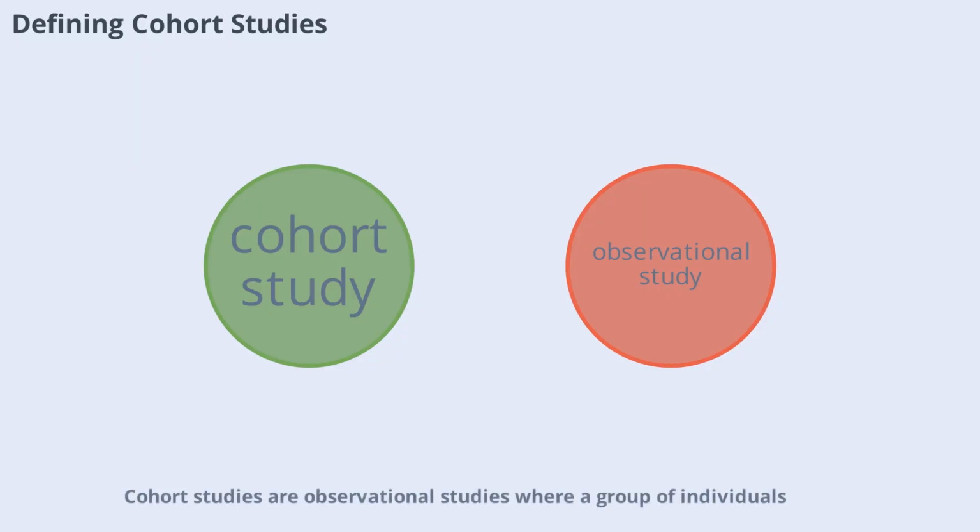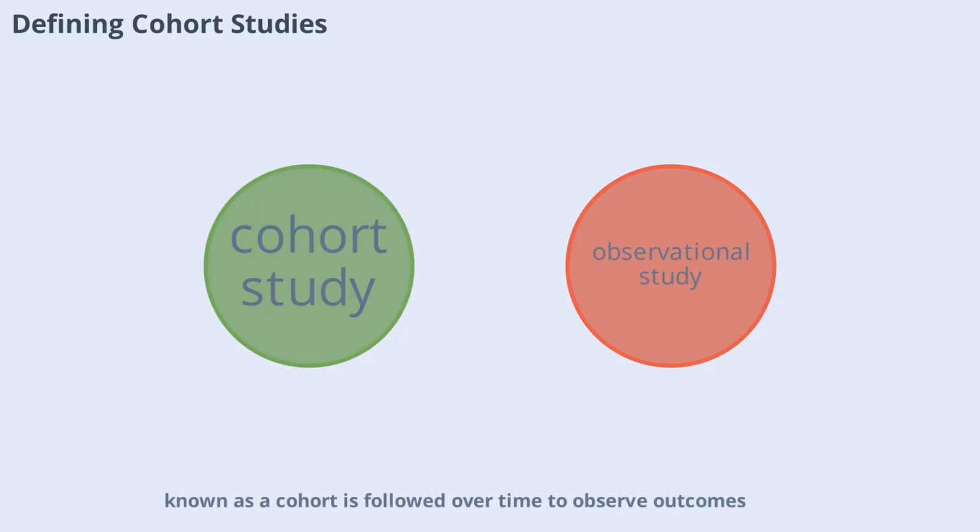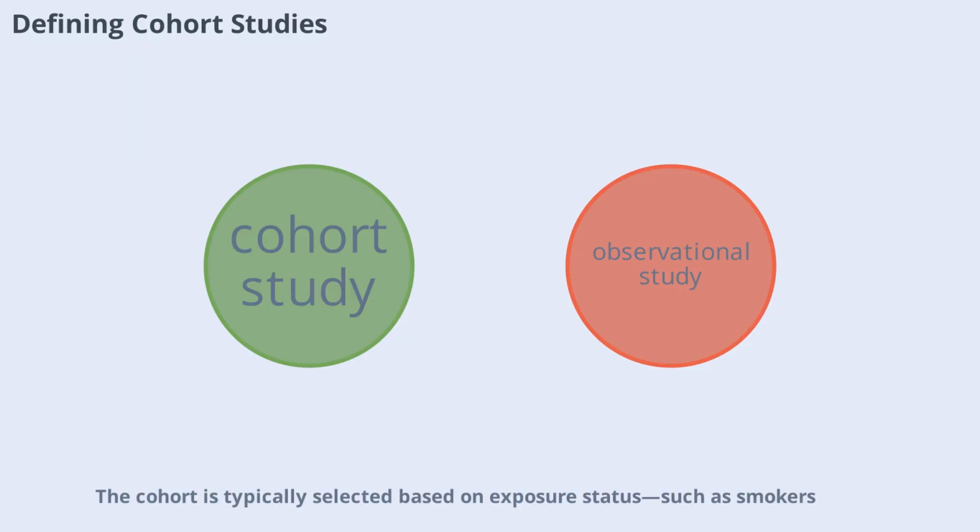Cohort studies are observational studies where a group of individuals, known as a cohort, is followed over time to observe outcomes. The cohort is typically selected based on exposure status, such as smokers versus non-smokers, and monitored to see who develops the outcome of interest, like lung cancer. This design allows researchers to calculate incidence rates and directly assess the relationship between exposure and disease. Cohort studies can be prospective, looking forward in time, or retrospective, using existing records to look back.